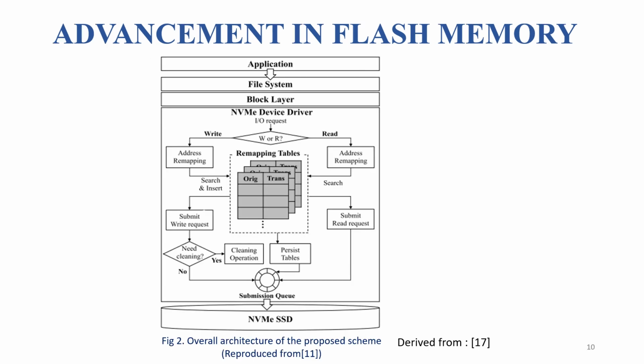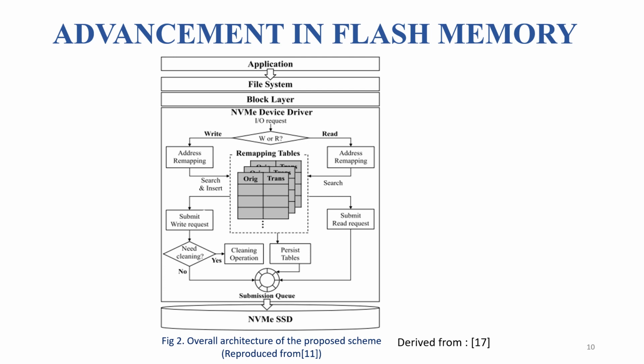This is the proposed block diagram of the address remapping scheme. As you can see, we cannot make any adjustments in the application layer or file system layer or block layer. The address remapping scheme is introduced with the device drivers. As I've already said, it first identifies whether it is a write request or read request. If it is a write request, the address remapping is performed and a search is performed on the remapping table to check if the address is already present inside the table.